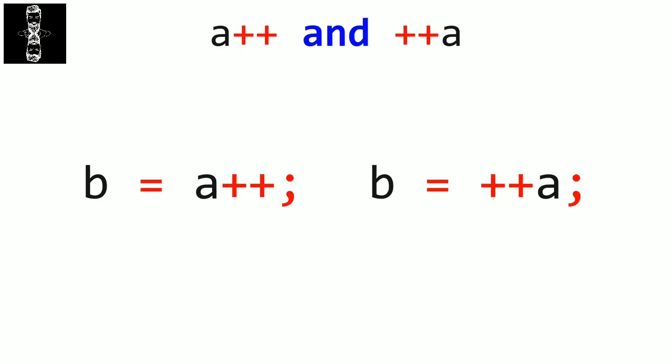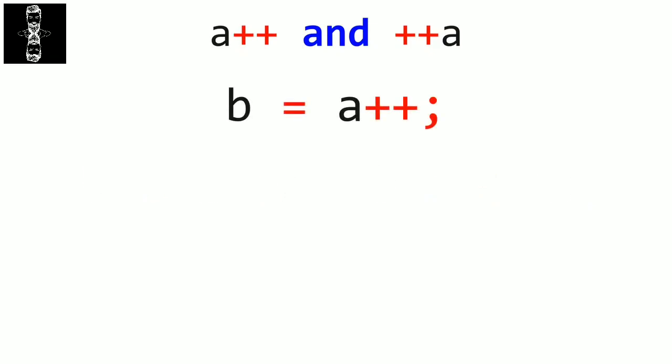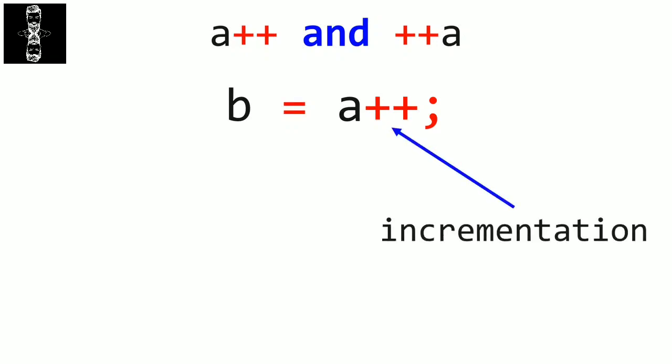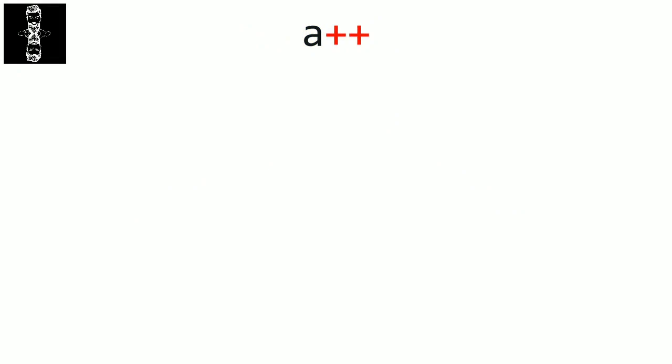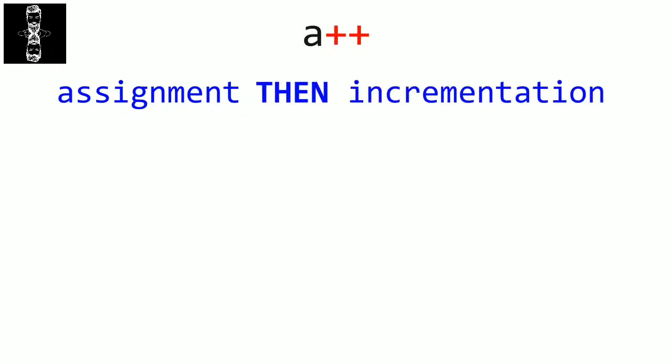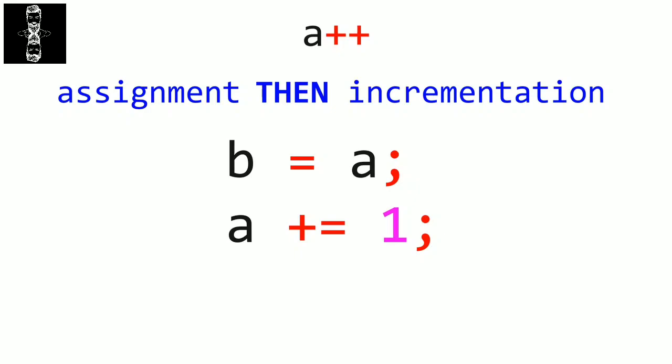In this instruction we have two actions happening. We have the incrementation of a and we have the value return, the assignment. The difference between a++ and ++a is that in a++ the value is returned before the incrementation. So it returns the value, then it increments the value of a. In other words, the assignment happens, then the incrementation happens. It's like we're writing this. This is what we call a post-incrementation.